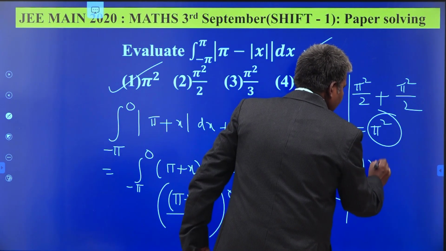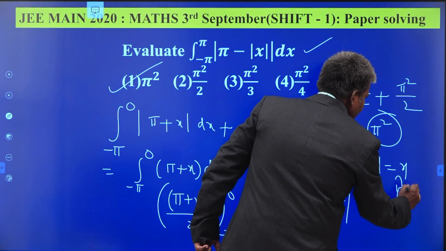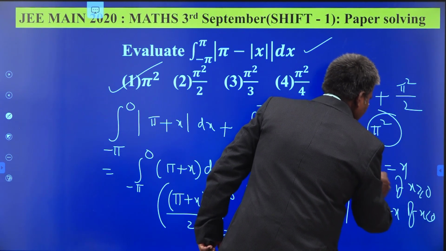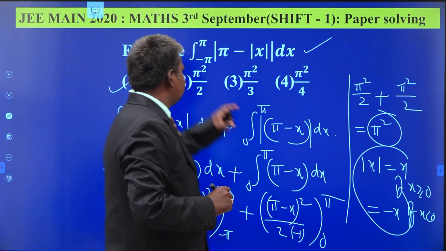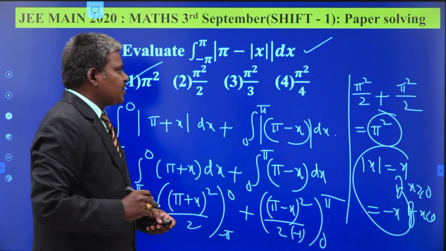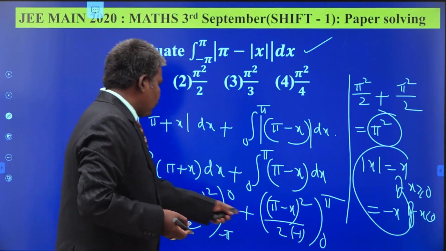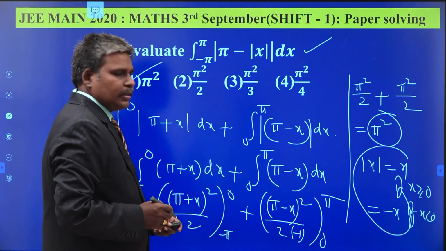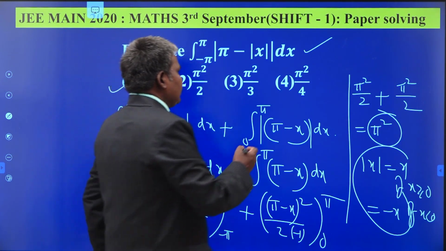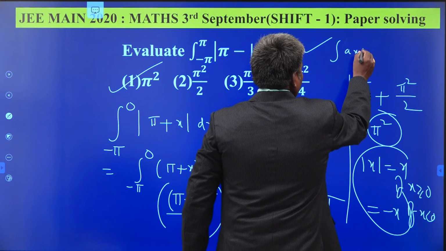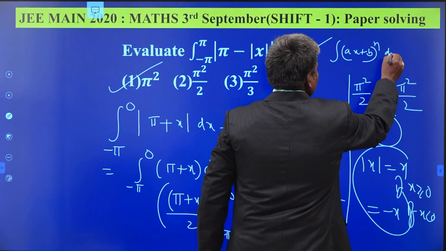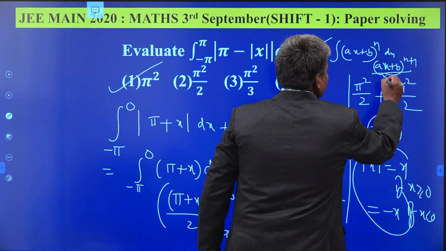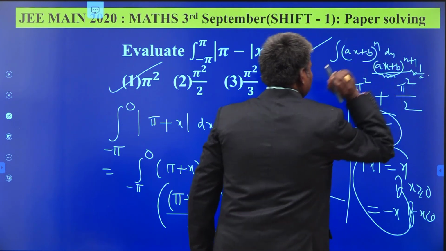Mod x is equal to x if x is greater than or equal to 0, and is equal to minus x if x is less than 0. Okay. See this one. Integration of x is x square by 2. But why are you writing minus here? You treat this one as t. You have to write its derivative in the denominator. Integration of ax plus b whole to the power of n dx. What is that? Ax plus b whole to the power of n plus 1 by n plus 1 into 1 by a. Okay.